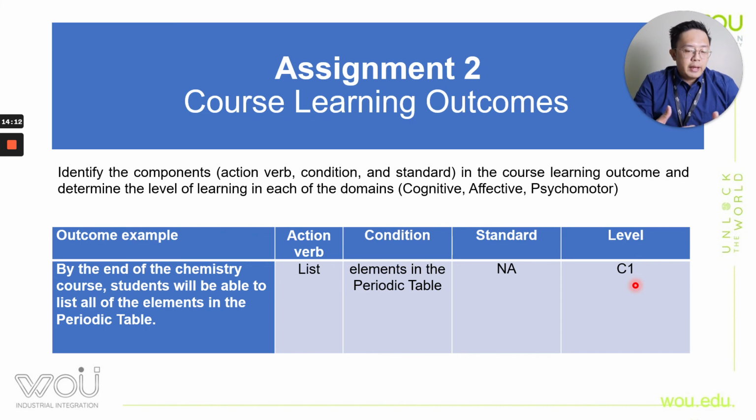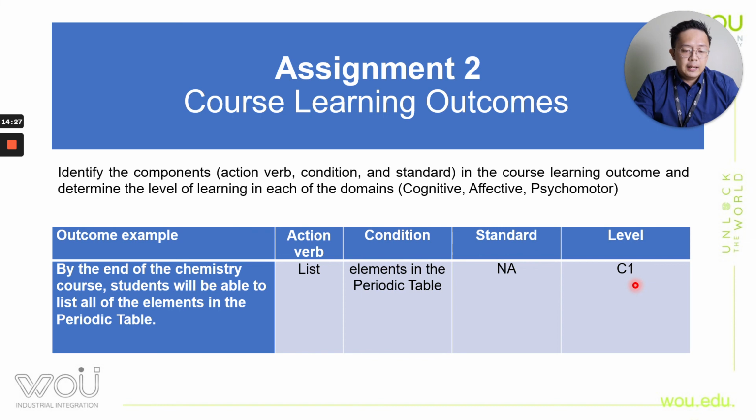So you might have a different answer. For example, list could appear at C1 or C2. Then you just mention the one that you want to measure, that will do. Mention one level will do. Okay? So this is something that you need to do as well for your assignment.